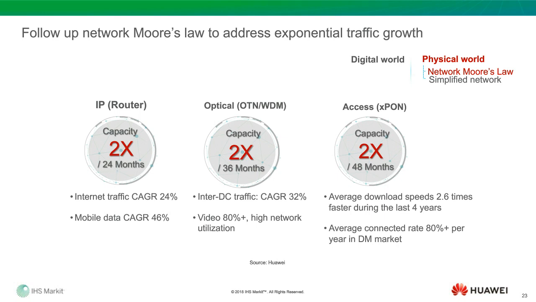We can address this for IP routers: every 2 years we can double capacity at the same cost. For OTN optical it is a little bit longer, maybe every 3 years we can double capacity at similar cost. And for the PON access side, it is every 4 years we can double capacity, with similar cost. But we still say we try to follow Moore's law to address the capacity demand.